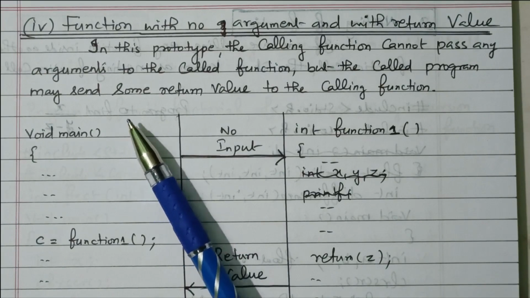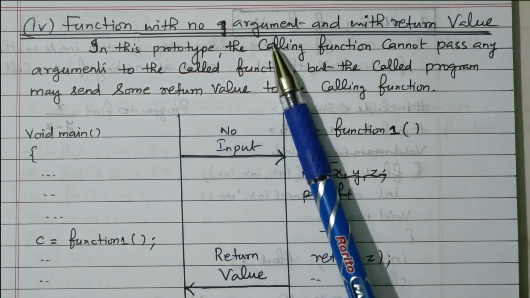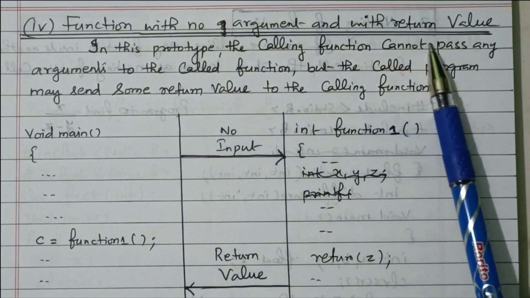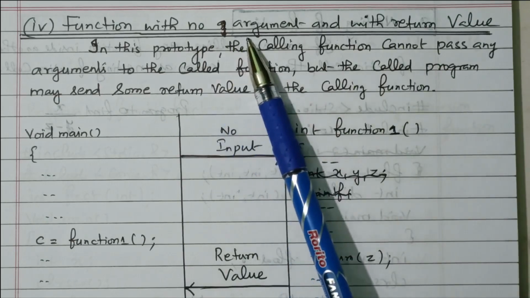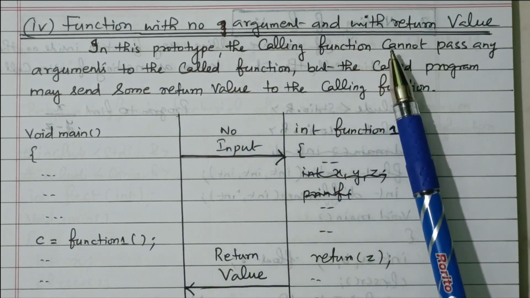Now we'll go to the topic. Function with no argument and with return value. So the fourth type of function category, there is no argument but a return value is available.